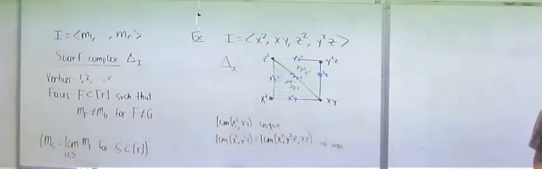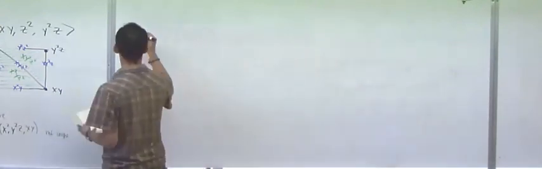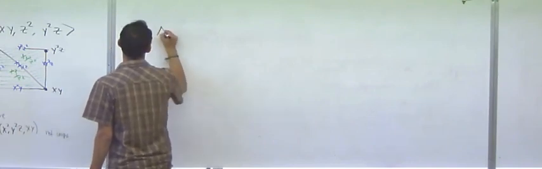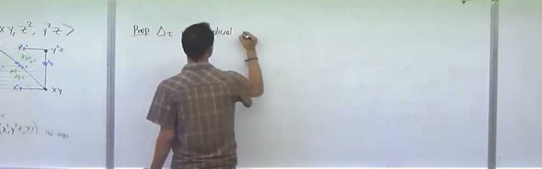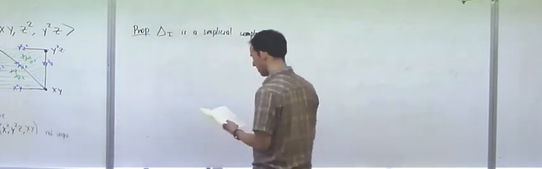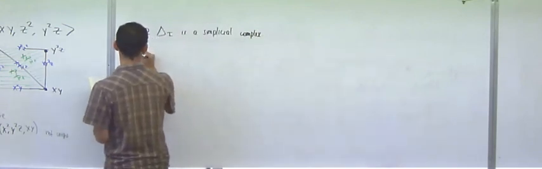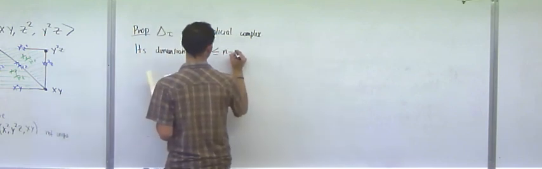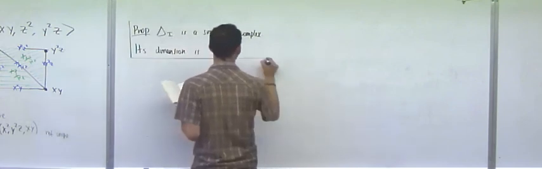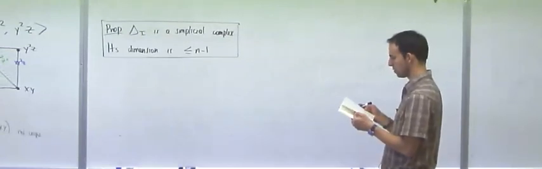Okay, so the first thing I'd like to do is actually give you a proof that this is a simplicial complex. So proposition: this thing is a simplicial complex, and its dimension is less than or equal to r minus 1.